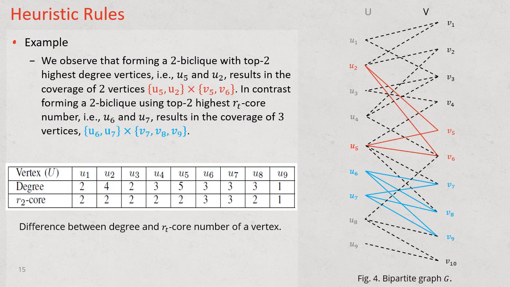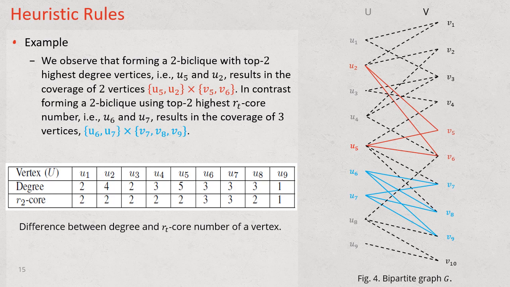Now we utilize an example to compare the RT core ordering and non-ascending ordering of degree with respect to the size of the t-Bicliques generation. From figure 4, we observe that forming a two-Biclique with the top two highest degree vertices, that is U5 and U2, results in a coverage of two vertices, that is V5, V6. In contrast, forming a two-Biclique with the top two highest RT core number, that is U6 and U7, results in the coverage of three vertices.